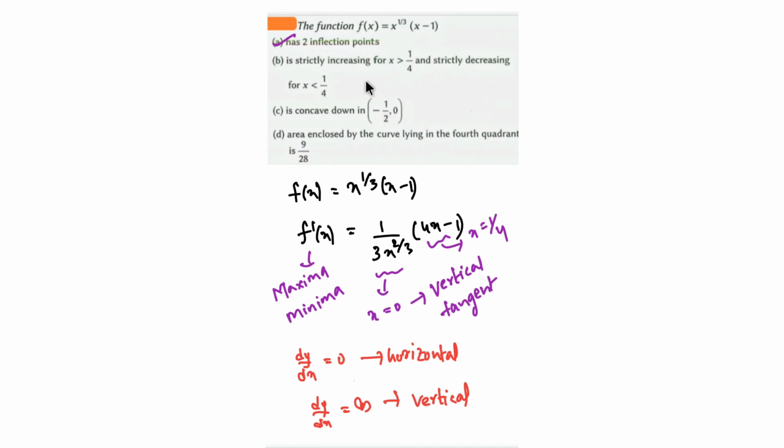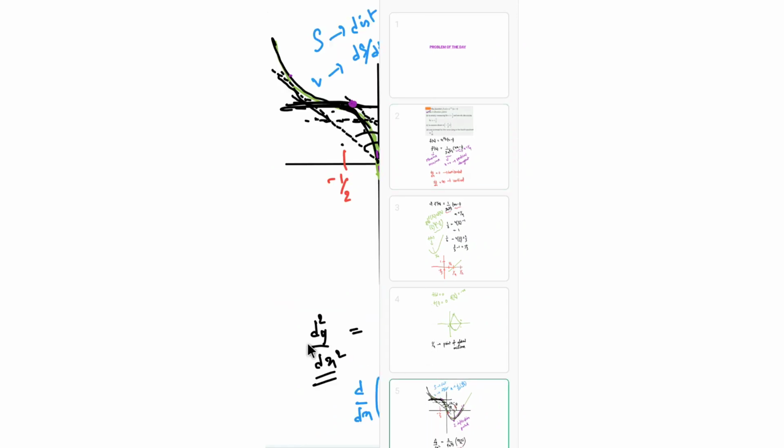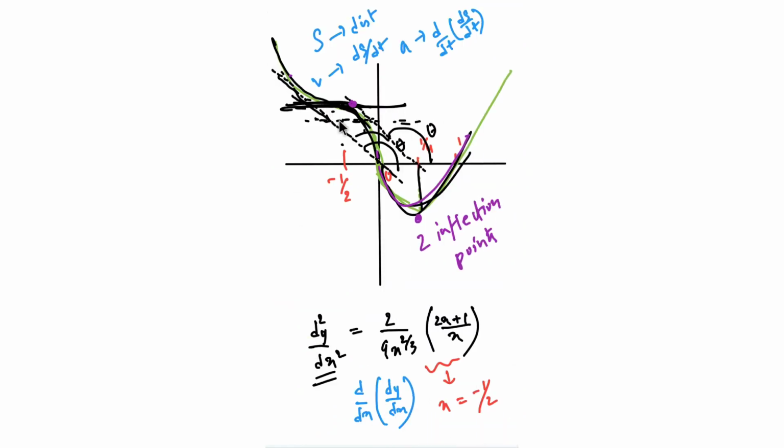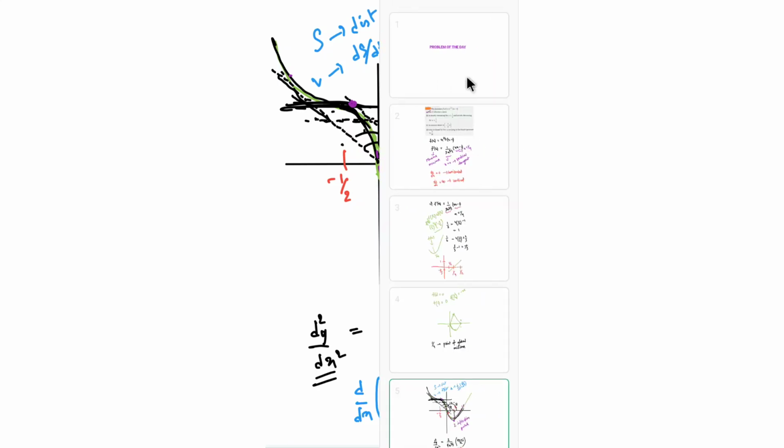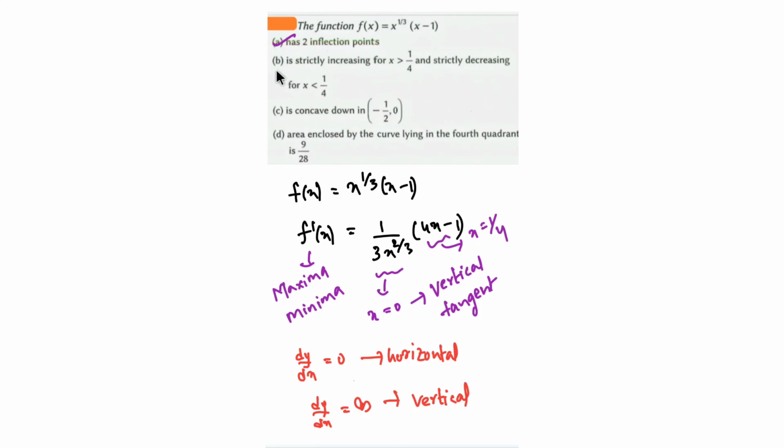So for x greater than or equal to 1 by 4, we find it to be strictly increasing, and strictly decreasing for x less than 1 by 4, isn't it? When you see the graph, it goes on decreasing till x is equal to 1 by 4, and then it increases. So this is also right.